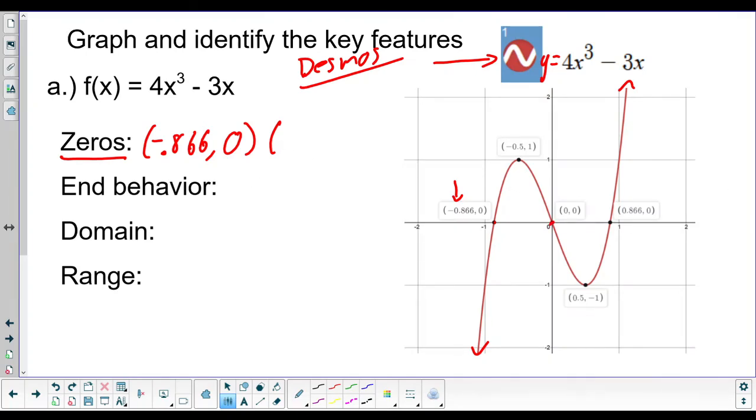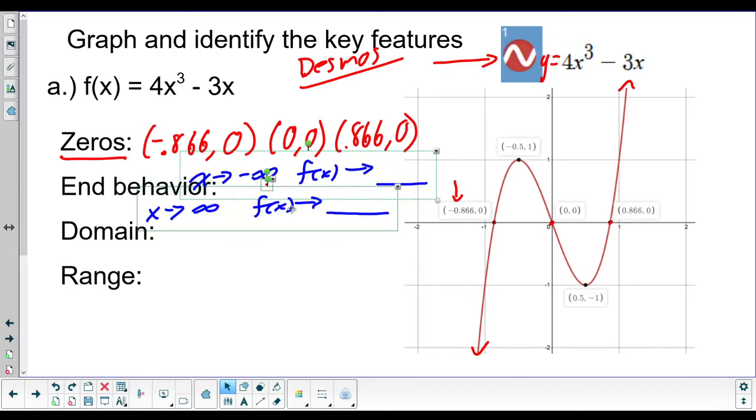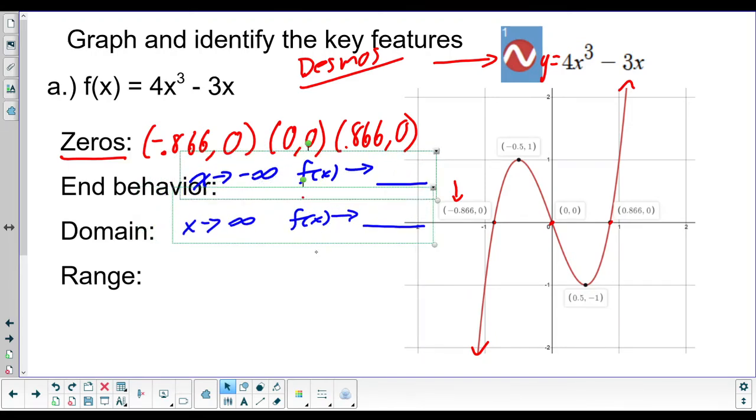Here's another 0 at 0, 0. And here's our last 0 at 0.866, 0. All right. End behavior. We'll just use our copy paste tool here.